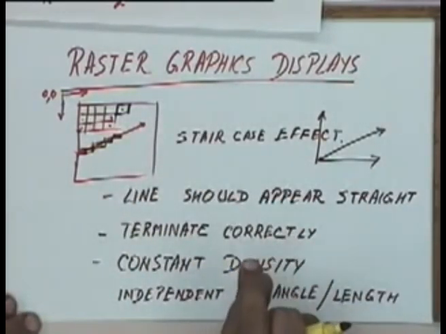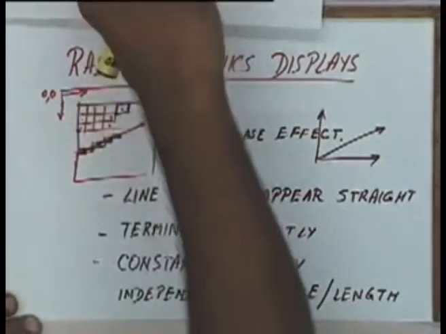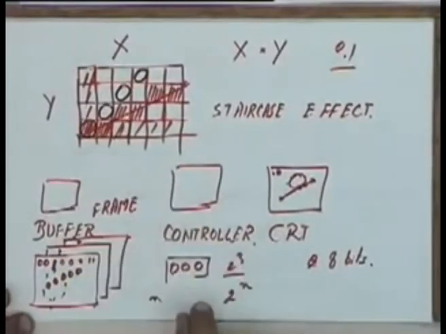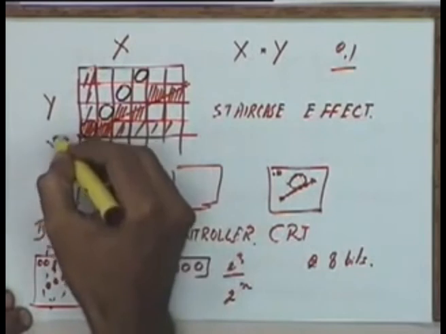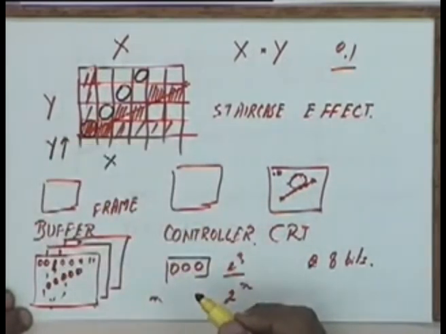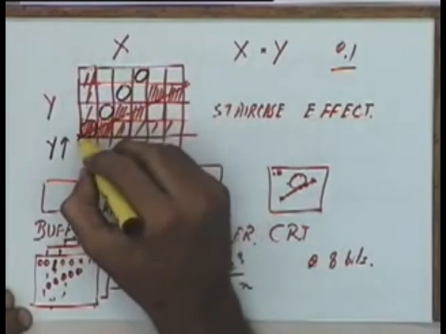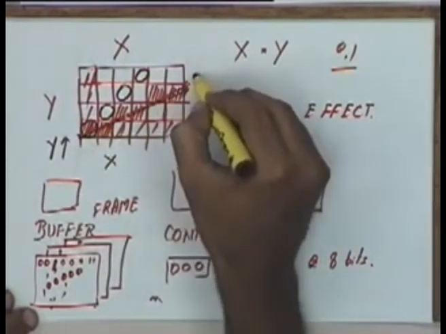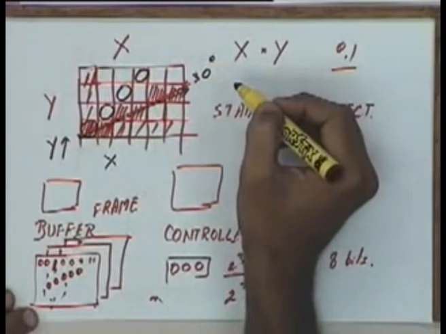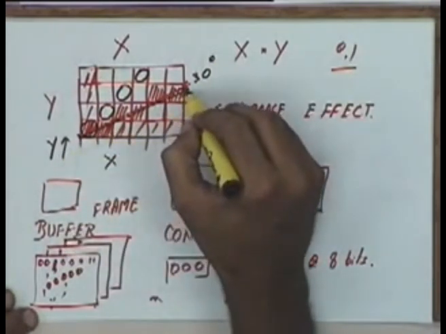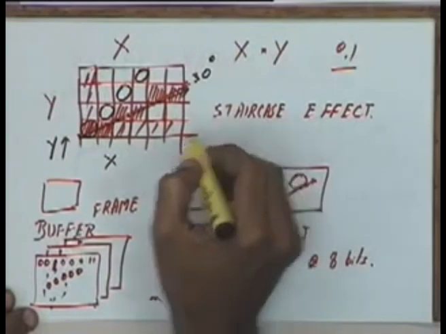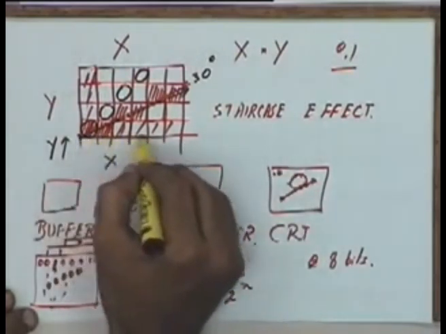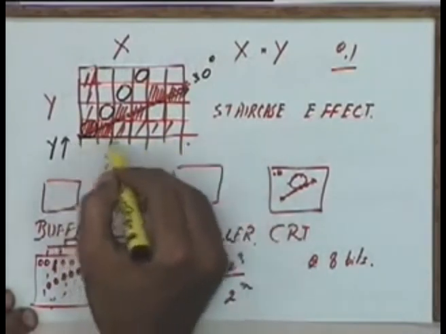Again, this is not very easy. Because let us say if you look at this figure, my number of pixels in the x direction is x, in the y direction the number of pixels is y. So if I am moving, let us say at an angle of 30 degrees, the number of pixels that I will be crossing would still be x in the x direction, while if I am moving in this direction, my number of pixels is still x.